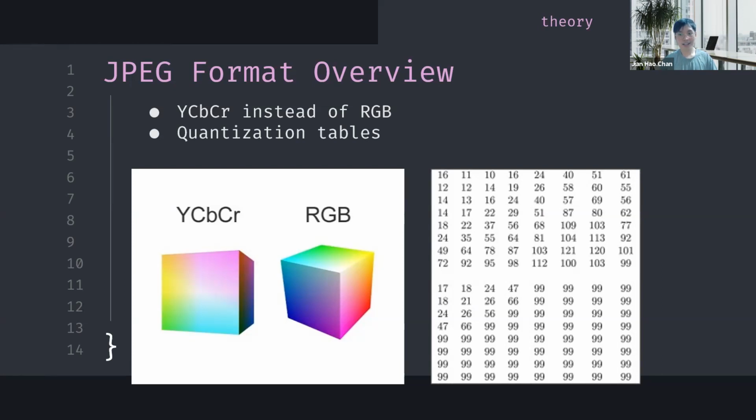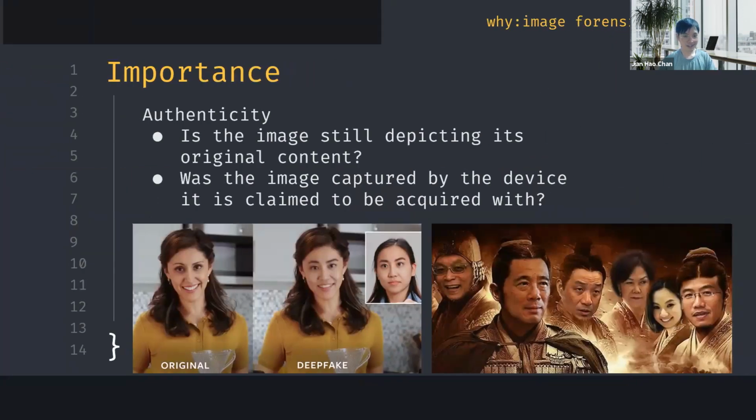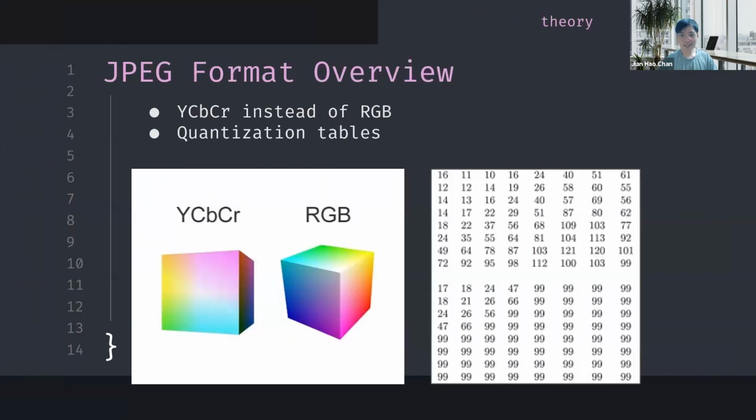And the second thing is that it uses quantization tables to encode pixels in 8x8 blocks for downsampling, where they apply the discrete cosine transformation. This table can usually be found in forensics tools and can be used to estimate the quality level.